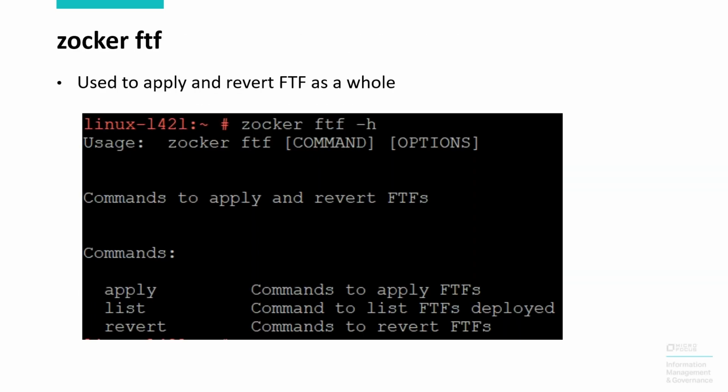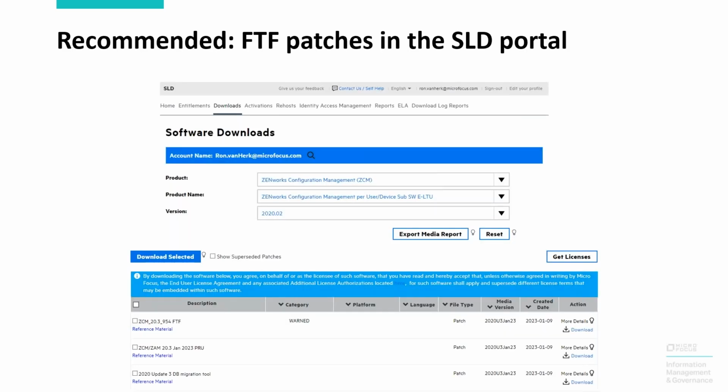One thing that you do get into is Zocker. Zocker is a new way, and this is actually something that we introduced with Update 2. After Update 2, we did quite some additional enhancements on Zocker later on. Initially we did the Zocker patch, and now we use Zocker FTF to put patches out. We've got patches out on the SLD portal, where you will find the FTF files that have the latest updates.